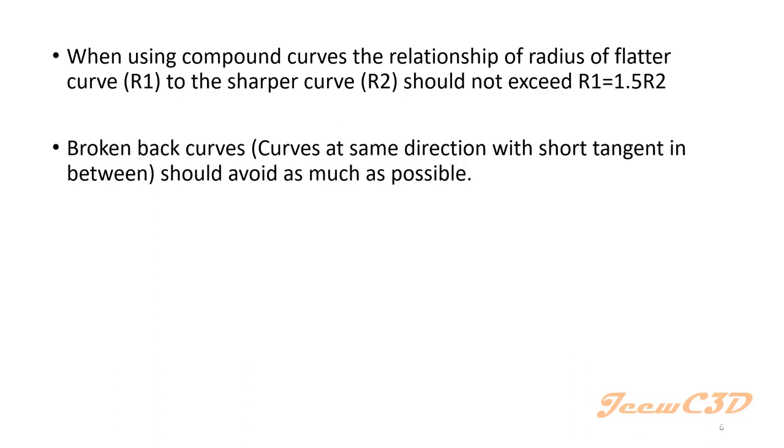Then you have to avoid broken back curves as much as possible. Broken back curves means two curves rotating in the same direction with a small short tangent, or small straight section, in between. We have to avoid broken back curves as much as possible, because when there's a straight section after the curve, the driver feels that there's a straight portion. So in that straight portion, he might increase the speed, but all of a sudden he will come across another curve. That might be undesirable for the driver, or he might face unexpected conditions due to this curve behavior.